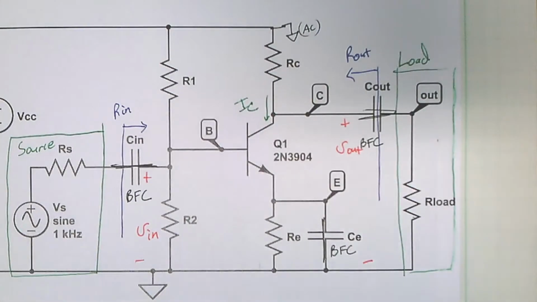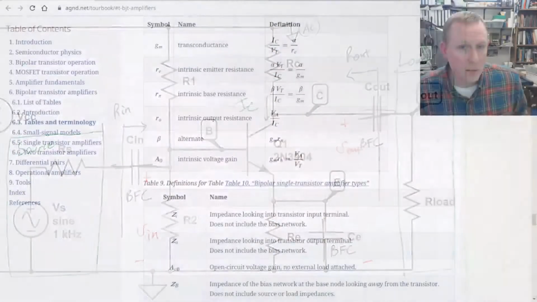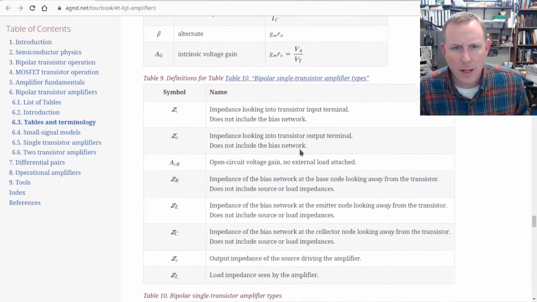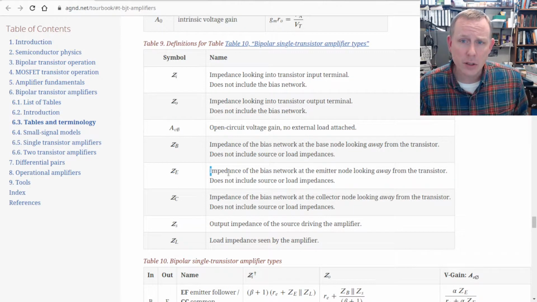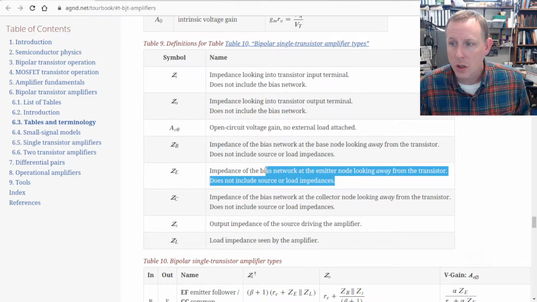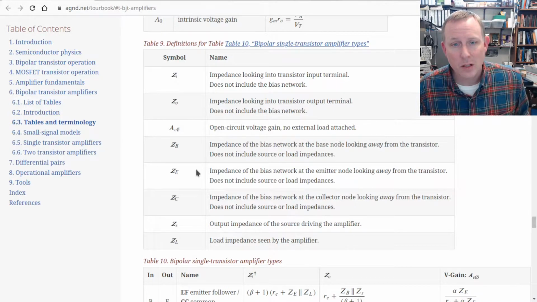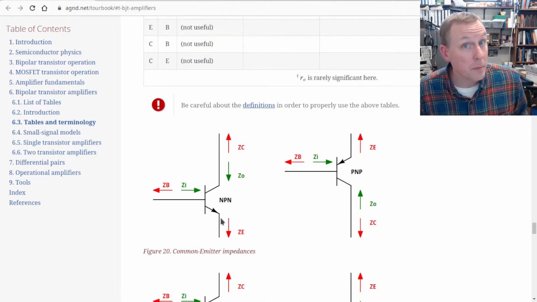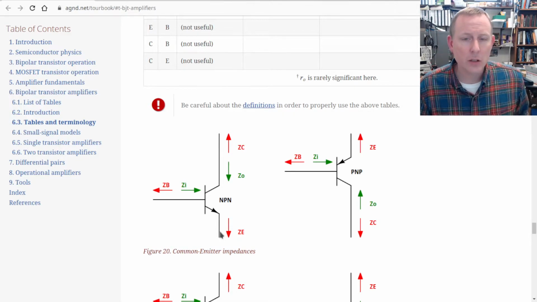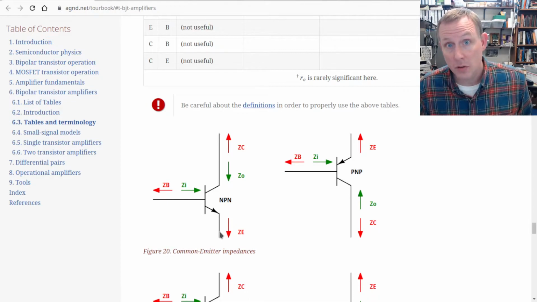ZE. ZE is a little different. Go up to our circuit here. Then I'm going to switch back to the tour book. Go down to our definition of ZE. It is the impedance of the bias network at the emitter node looking away from the transistor, does not include source or load impedances. What does that mean? Well, remember, let's look at a common emitter. Here's an NPN transistor. I stand at the emitter node. I put my back to the emitter, and I look out. What impedance do I have?